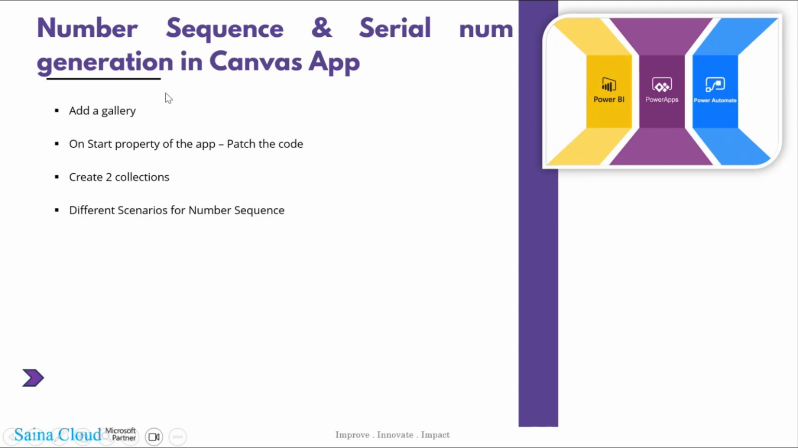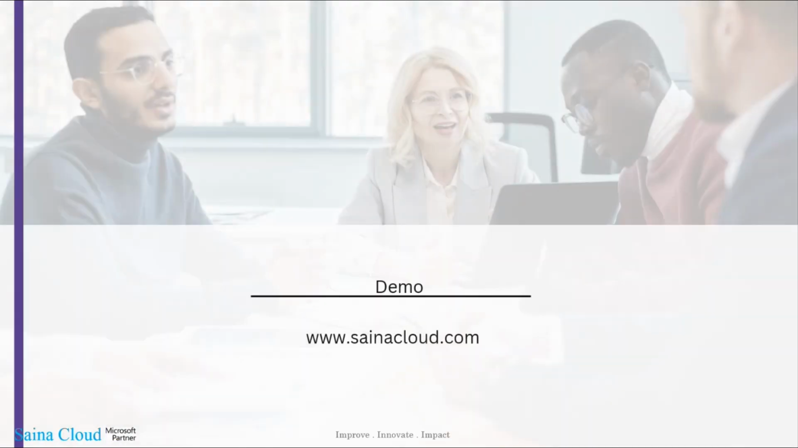First, you'll have to add a gallery. In that gallery, you'll have to patch a single collection. Before making that single collection, you'll have to make two collections: one for the actual data and one for the sequence number generation. Both will be placed in the onStart property of the app. That will be patching the code. I'll also be explaining different scenarios for number sequence. All right, next, let's move on to the demo.